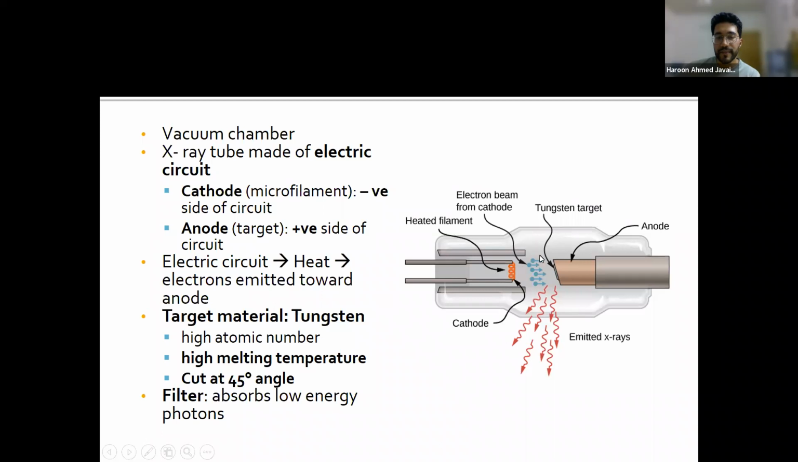Also, since this produces a lot of heat, the target material and the whole apparatus need to be cooled by water. Okay, so that's another significance of this. And then the other thing is that this target material is cut at 45 degrees. So why do we cut at 45 degrees? Because the subject that we place is going to be over here, and the image is going to be produced on a detector, which is going to be behind the person, right? So we aim it at 45 degrees to be able to change the direction of the emitted X-rays so that it does not just reflect backwards.